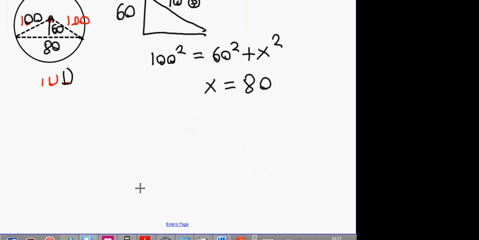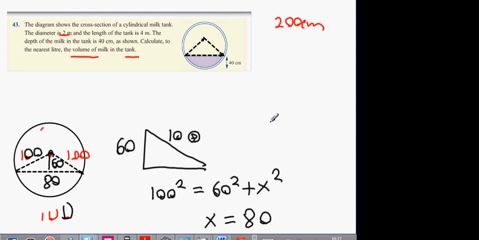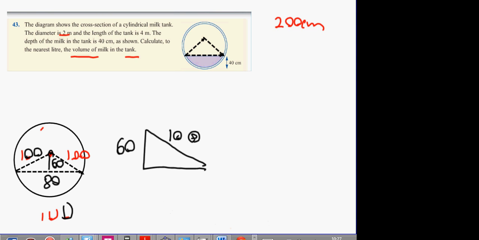So first of all, write down the area of the sector. The sector is of radius 100, and we have to figure out the angle. We haven't got the angle yet. To figure out the angle, I'm going to work out the angle in here. Sorry, I know that's 80, so what does that mean about the full length along the bottom? 160.